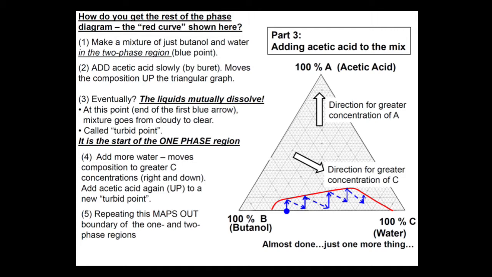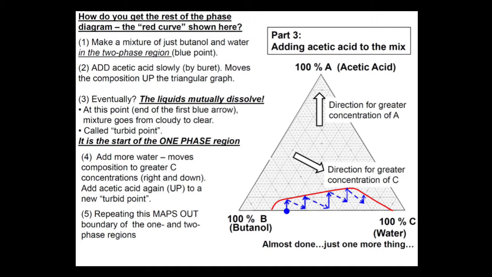And so then what you're going to do is you're going to add acetic acid. So when you're adding acetic acid, you're increasing the concentration of A. So the direction for a greater concentration of A would be to be moving up this diagram. So that little blue arrow I drew coming out of that blue point is what happens to the composition as you add acetic acid.